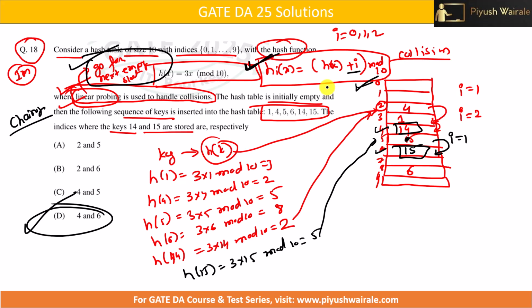I hope you understand the concept of hashing and linear probing here.